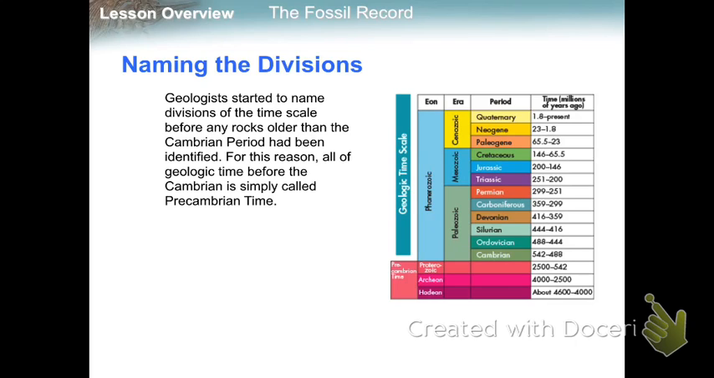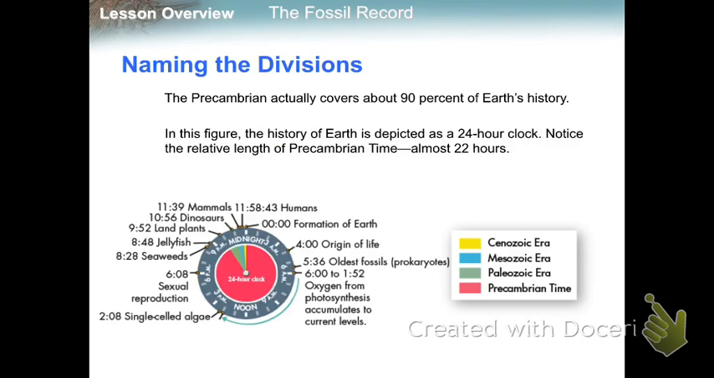Naming of these different chunks of time, they started naming before any rocks older than the Cambrian period had been identified. So all of geologic time before the Cambrian is called Precambrian time. It's interesting because the Precambrian, that's not really split up into anything, is about 90% of Earth's history.